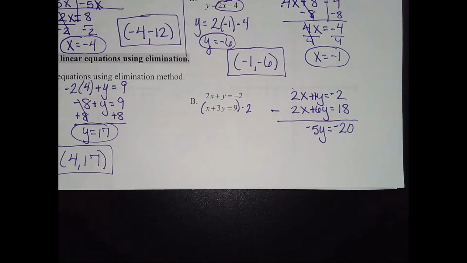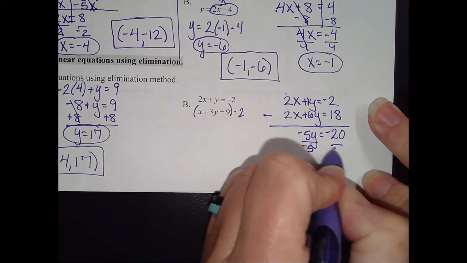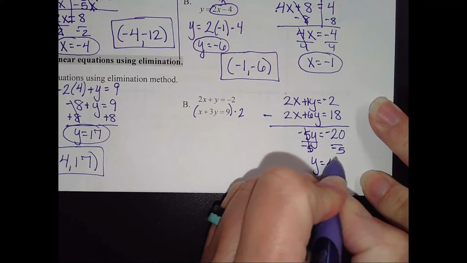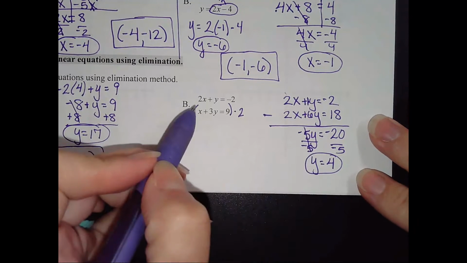Okay, and then to finish solving this one for y, you're going to divide both sides by -5. Negative 20 divided by -5 is 4. So again, it's great. You get y to equal 4, but that's not all you need to do. You need to also solve for x.